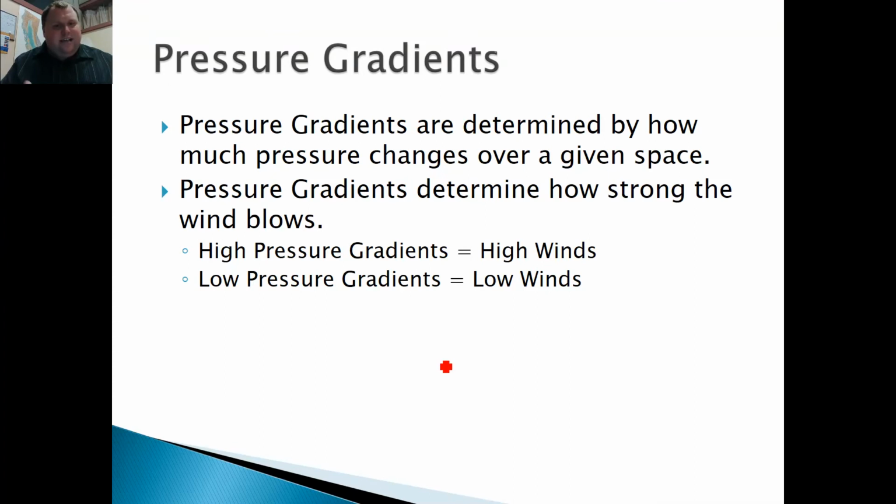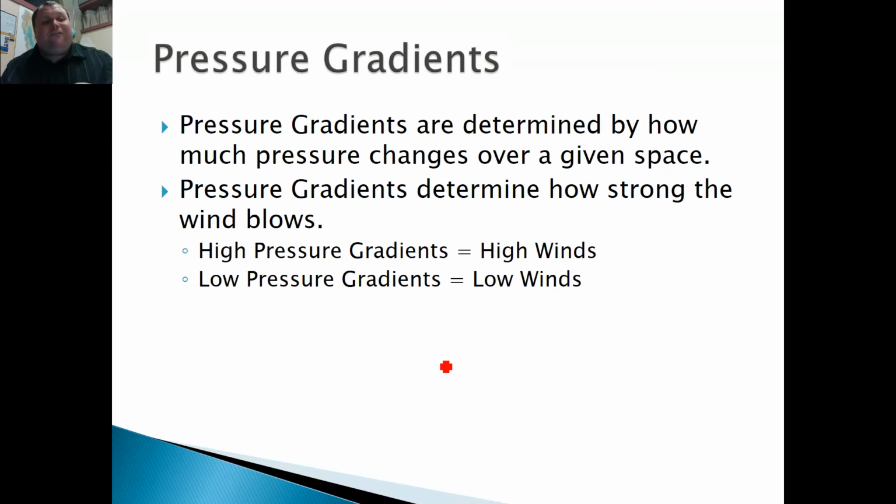In that case, pressures between one area and the next aren't that different. On the other hand, if the pressure changes substantially between one area and another area, that's what we call a high pressure gradient. In that case, the pressure changes substantially from one location to the other. Why do we care about this? Because it creates wind. Wind is actually caused by the difference in pressure.